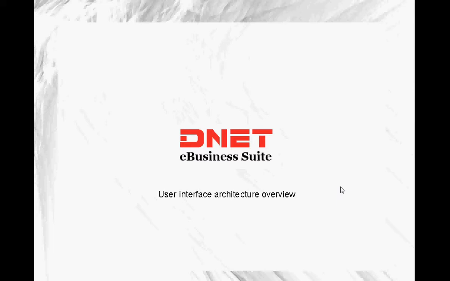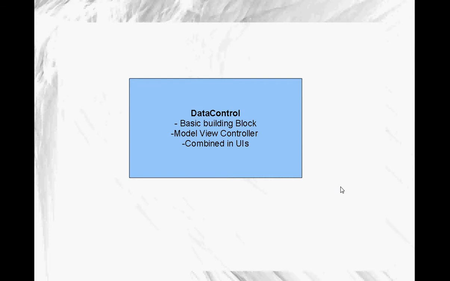My name is Attila Mate from NAN21, and in this video I'm about to give you a very quick technical overview of the user interface architecture. As we have seen in a previous video, the basic building block in DNAT EBS, at least from the user interface perspective, is the so-called data control. Data control is a model view controller architecture, and it is combined in user interfaces. One or more data controls can be tied together to form more or less complex user interfaces.